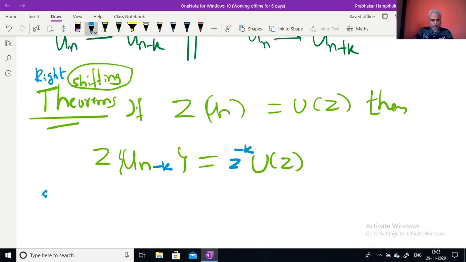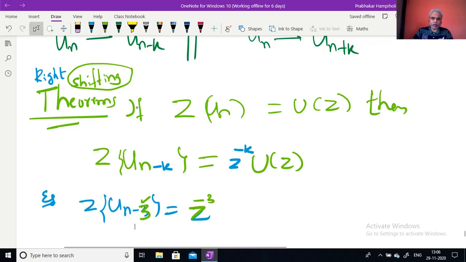For example, k can be 1, 2, 3, 4, even 0 means same. Suppose I write k equal to 3, Z transformation of u n minus 3. Wherever k is there, you write 3. So the Z transformation of that is z raised to minus 3 times U of z as it is.